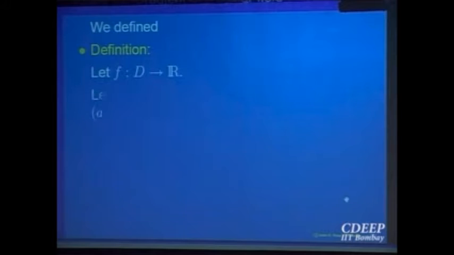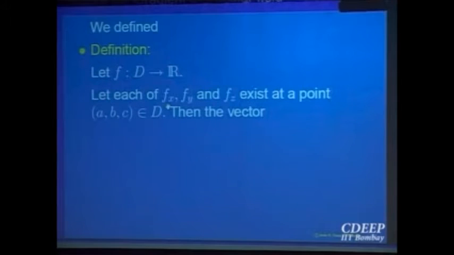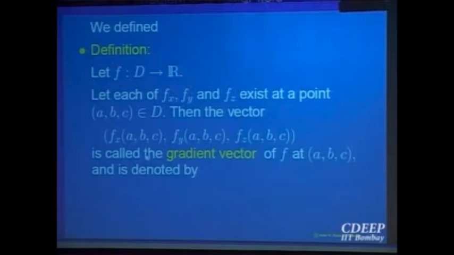So in the previous lecture we had looked at the notion of gradient of a scalar field. For a scalar field, which is a function of 2 or 3 variables, we can define the notion of gradient, and that is nothing but the partial derivatives with respect to the respective variables. So for a function f, if fx, fy and fz are the partial derivatives and all of them exist at a point (a, b, c) in the domain, then we can consider the vector with components fx, fy and fz, and that is called the gradient vector and denoted by ∇f.